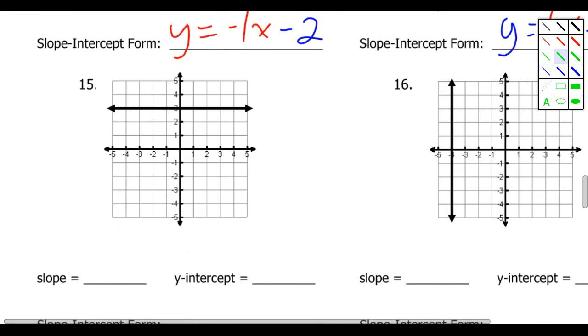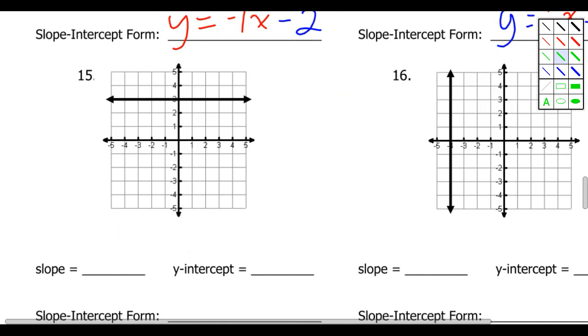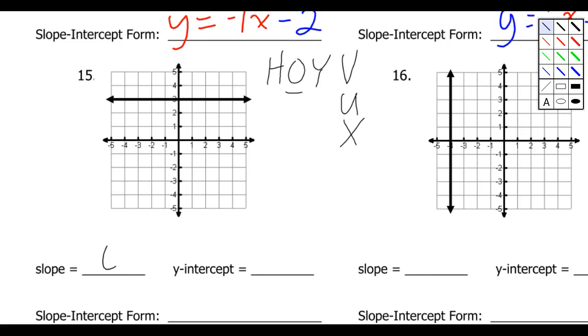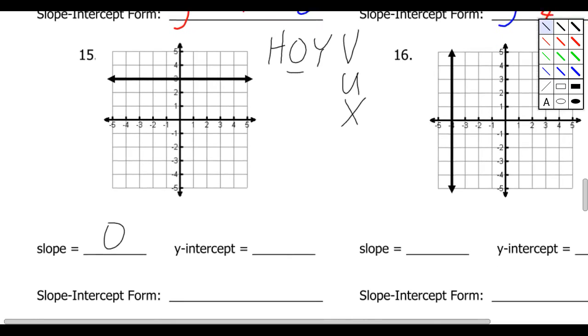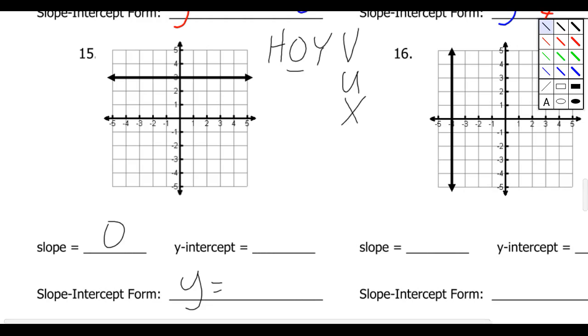All right, 15. Oh boy, we get an easy one. We get an easy one because we have the phrase HOY VUX. Horizontal line, 0 slope, y equals something. And let's see, the y-intercept here is 3. So we get 0, 3. So our equation is y equals 3.